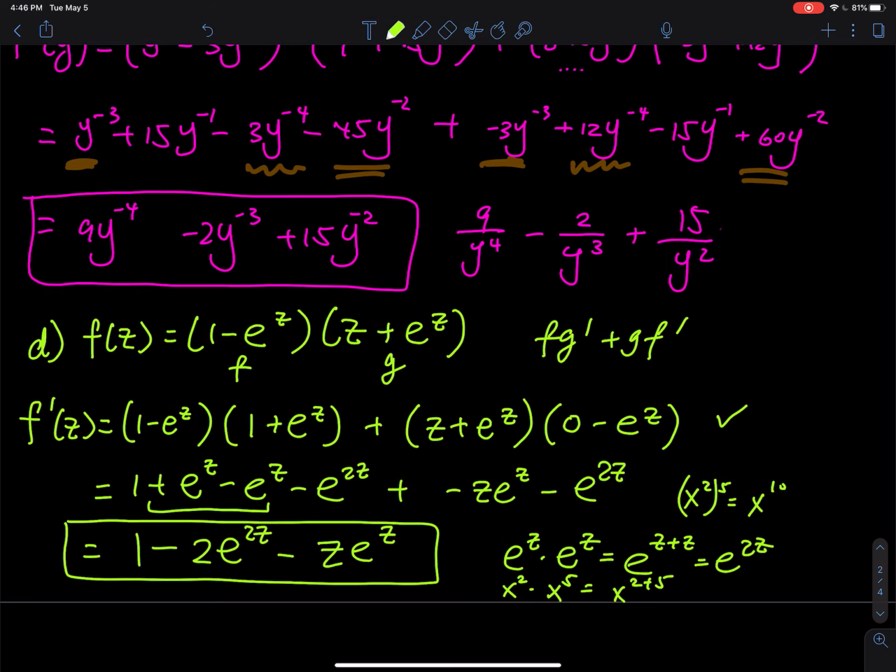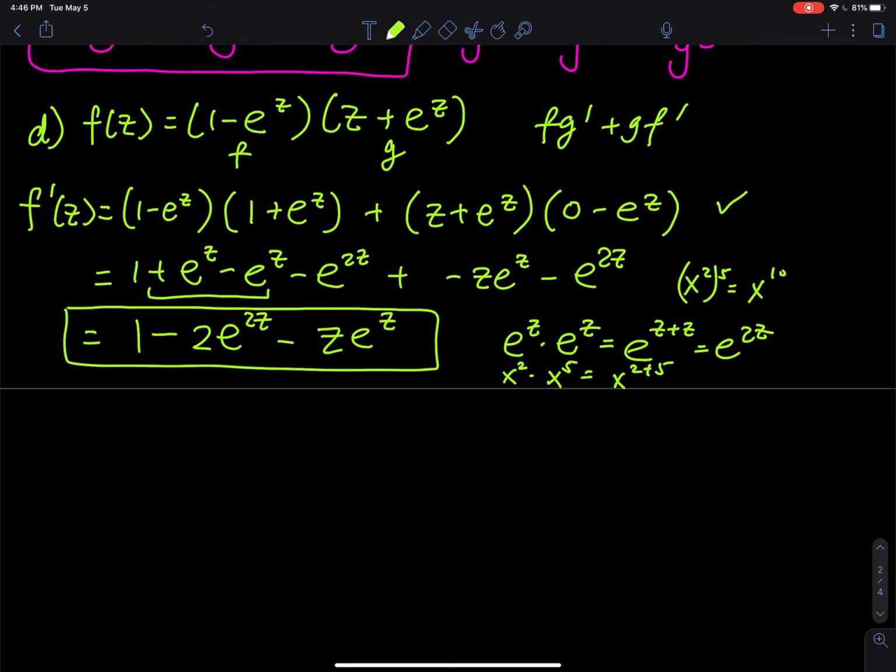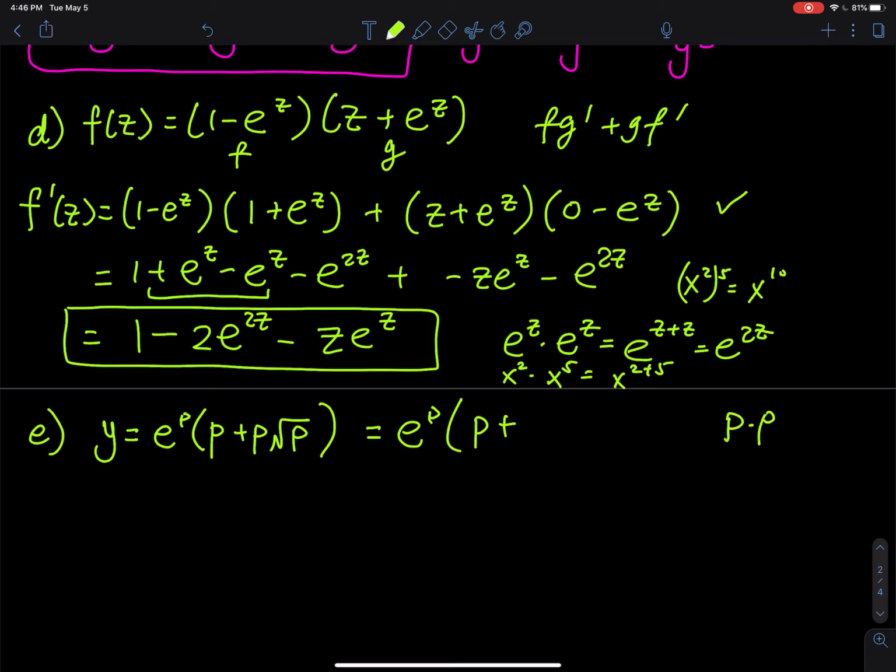Okay, part E, more exponential function. So part E, we have y equals e to the p, and then p plus p, the square root of p. Okay, so let's simplify that, e to the p, and then p plus, so this will be p times p to the 1/2, right? Then that will be 1 plus 1/2, then you have a 3/2.